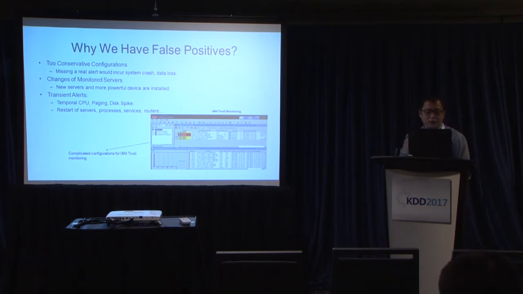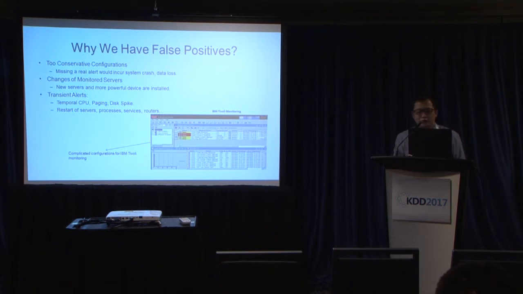And also, if you change your monitor servers, if you have transient alerts, like a temporal CPU requirement, if you're paging, you have a disk spike, all those will generate a transient alert. This is one example from the IBM tuning monitoring. You have this monitor condition, how do you set those? You can see they're very complicated to set up those conditions manually.